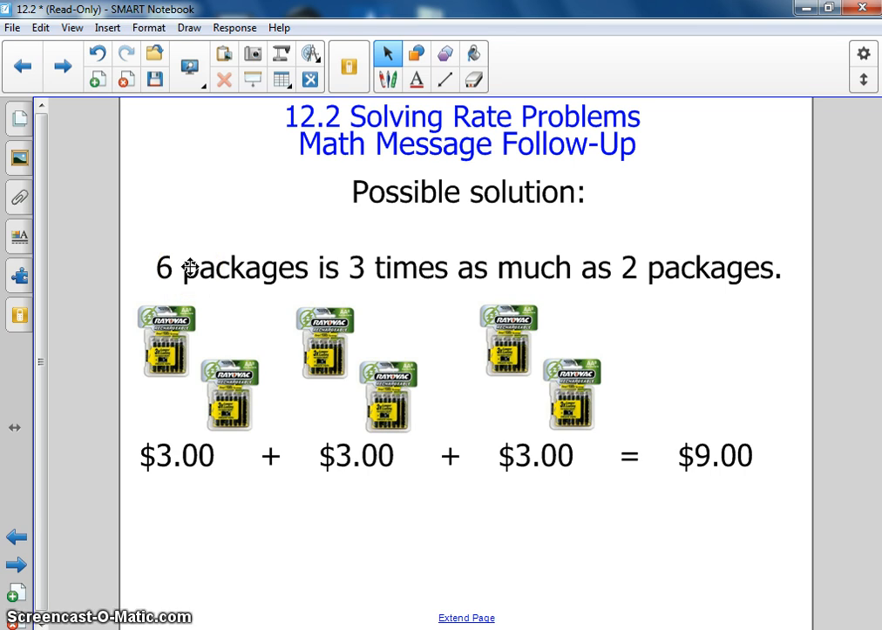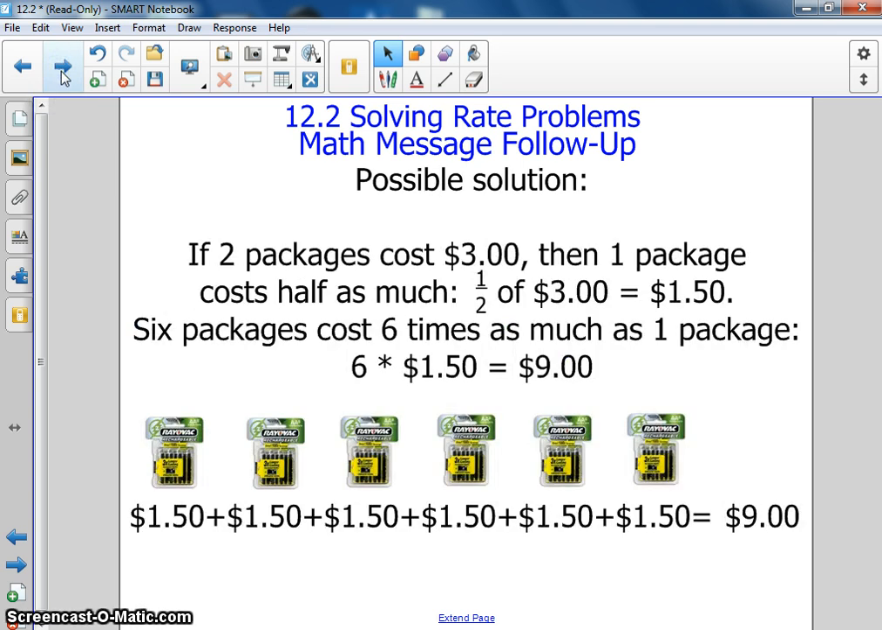Okay. Well, here's how I would do it. I would show, well, 2 packages are $3, and then another 2 packages are $3, another 2 packages are $3. So 3 plus 3 plus 3 is 9. Okay, that's one way you could have done it. There's other ways too.